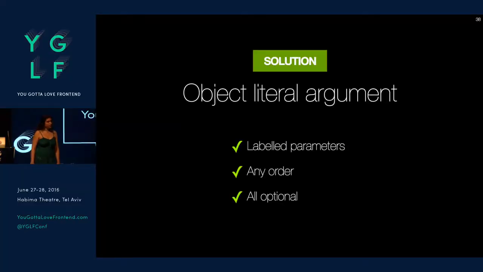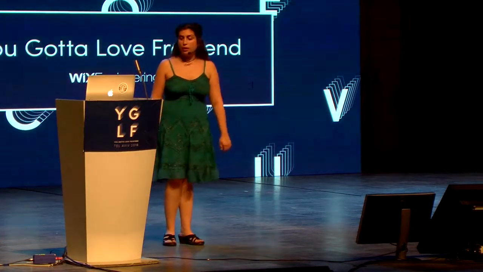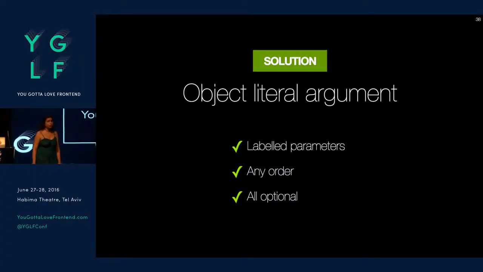So the obvious solution is having one object literal argument. It gives you labeled parameters, no more guesswork about what everything does. It allows you to have parameters in any order, so you're also saved from the replace child problem. And you can also make every parameter optional without having to worry about their order, because they don't have an order. Modern APIs have started adopting this. How many of you know that number toLocaleString now accepts arguments and lets you format numbers?